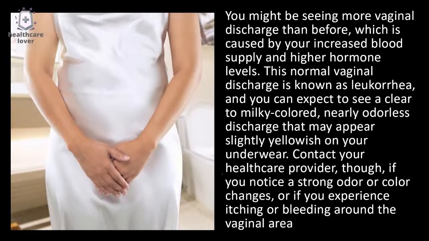Vaginal discharge. You might be seeing more vaginal discharge than before, which is caused by your increased blood supply and higher hormone levels. This normal vaginal discharge is known as leukorrhea, and you can expect to see a clear to milky colored, nearly odorless discharge that may appear slightly yellowish on your underwear. Contact your healthcare provider, though, if you notice a strong odor or color changes, or if you experience itching or bleeding around the vaginal area.